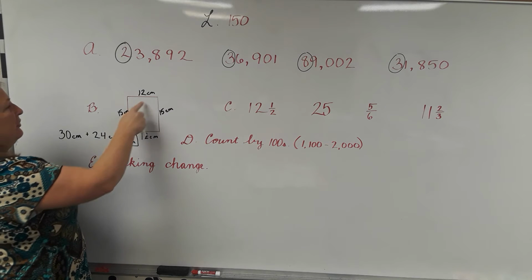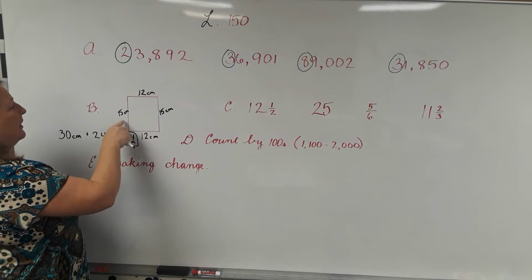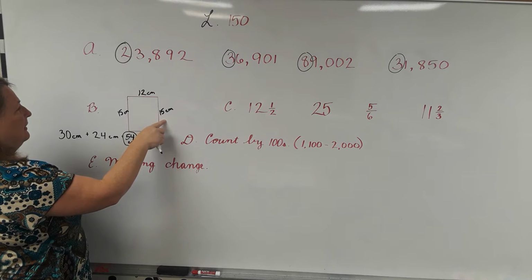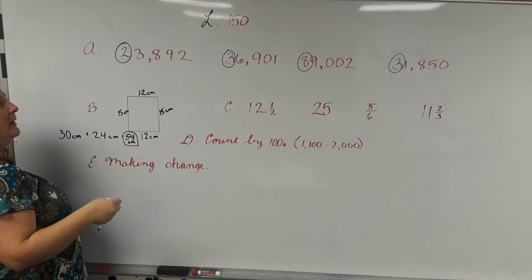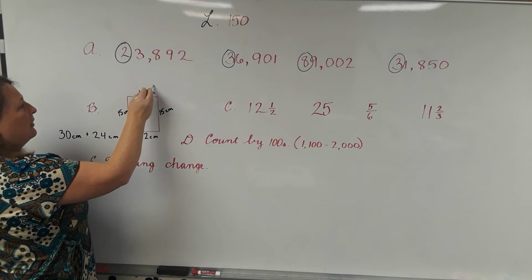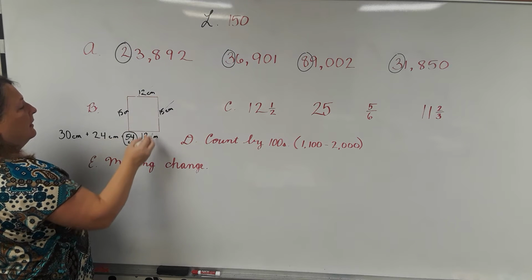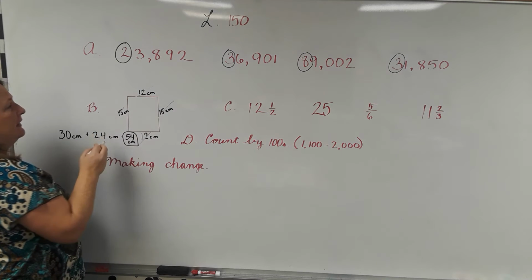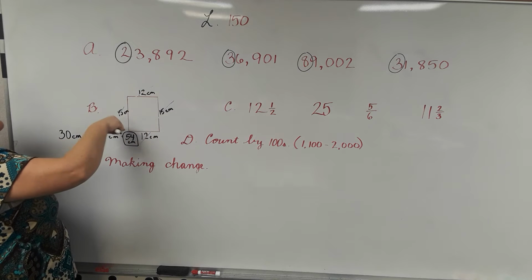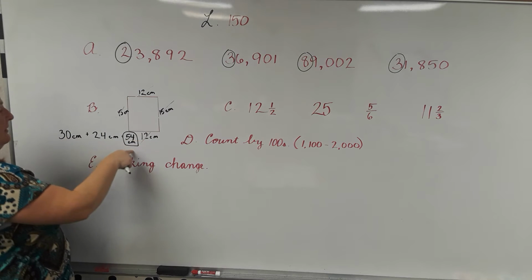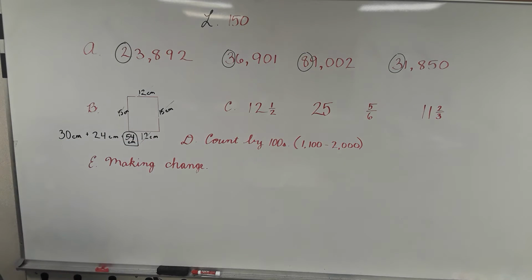We could do 12 plus 12 plus 15 plus 15, or we could go side to side. We could go 12 plus 15 plus 12 plus 15. Either way, we need to go the entire way around to find the perimeter.